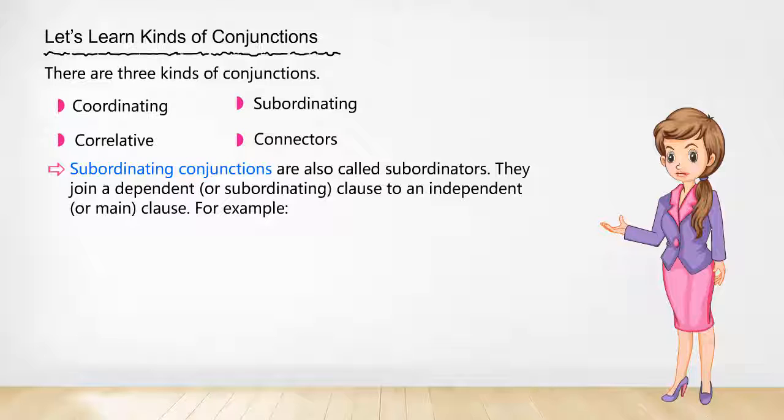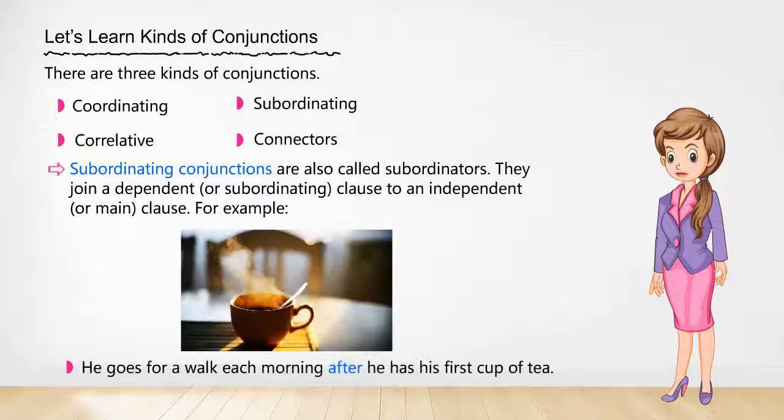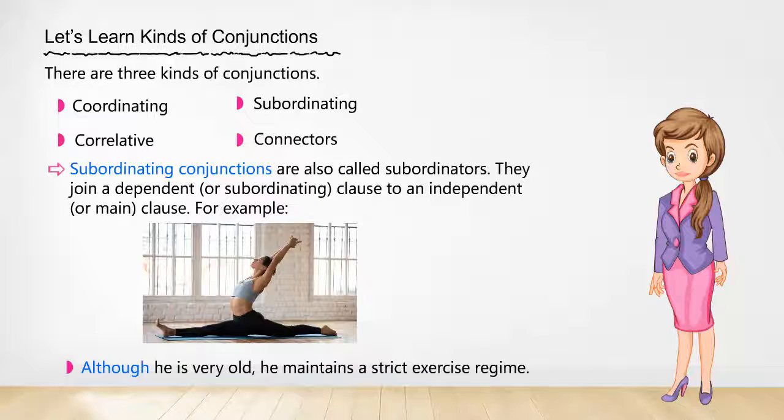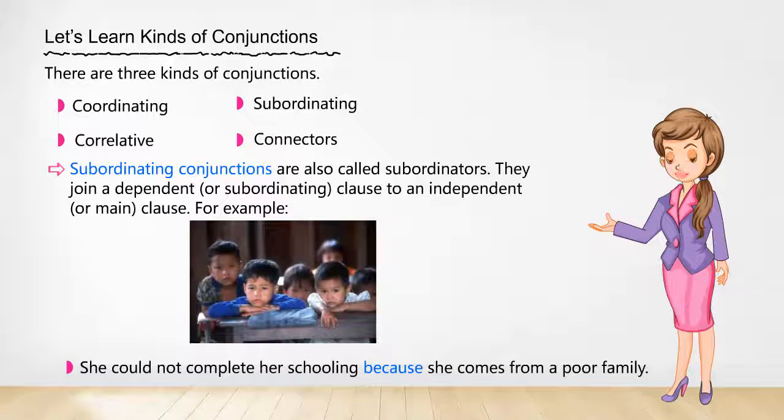Subordinating conjunctions are also called subordinators. They join a dependent or subordinating clause to an independent or main clause. For example, he goes for a walk each morning after he has his first cup of tea. Although he is very old, he maintains a strict exercise regime. She should not complete her schooling because she comes from a poor family.